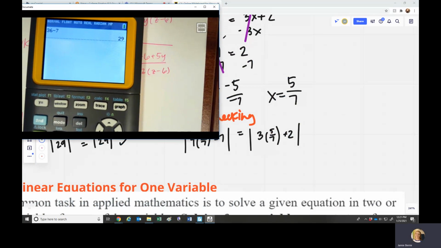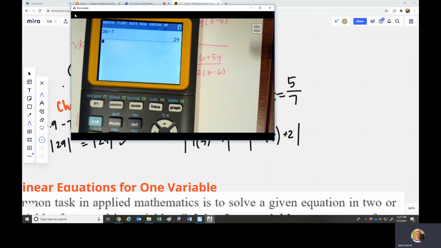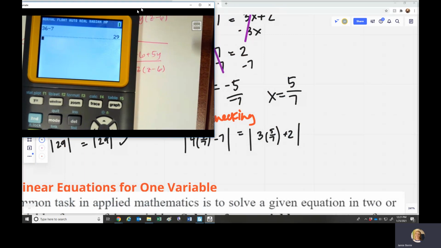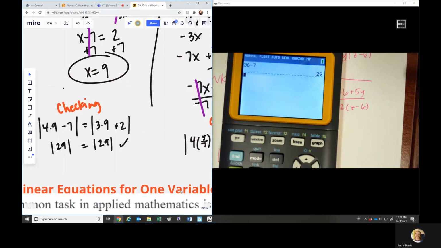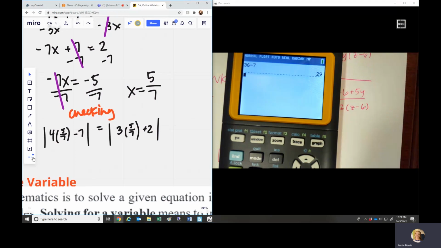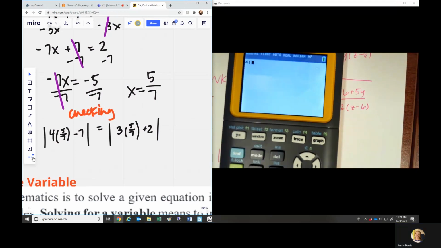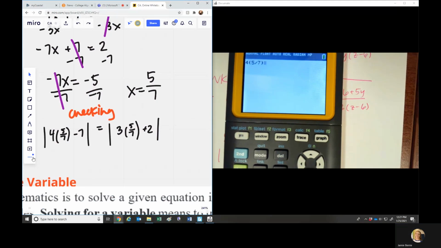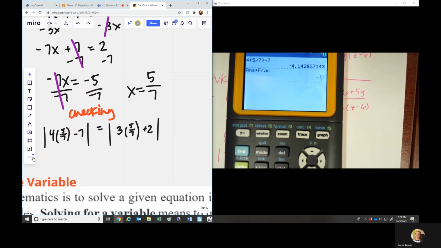Let me see. I'm trying to make this window a little bit smaller. No, apparently not. I'm going to just put it on the side over there. All right, so 4 times, 5 over 7 minus 7. Let's make that into a fraction. I hit the math button and then went to frac. This is negative 29 over 7.